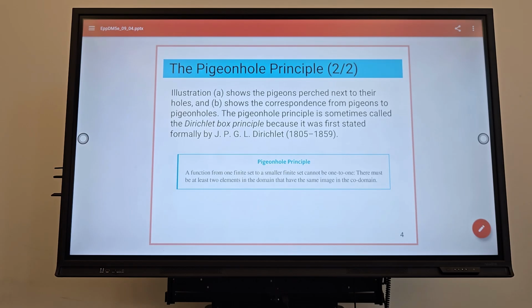The pigeonhole principle is sometimes called the Dirichlet box principle because it was first stated by a German mathematician back in the early 1800s. So the pigeonhole principle states that a function from one finite set to a smaller finite set cannot be one-to-one. There must be at least 2 elements in the domain that have the same image in the codomain.